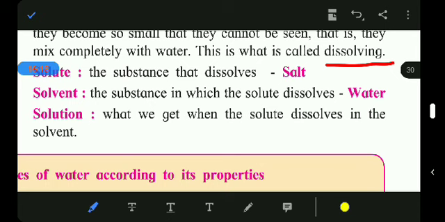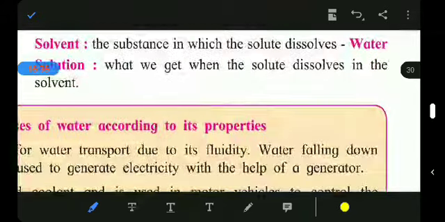Now take an example of sugar in water. In this case, the solute will be sugar, the solvent will of course again be water, and the solution will be sweet water. The taste of the water will be sweet, or sugary water.